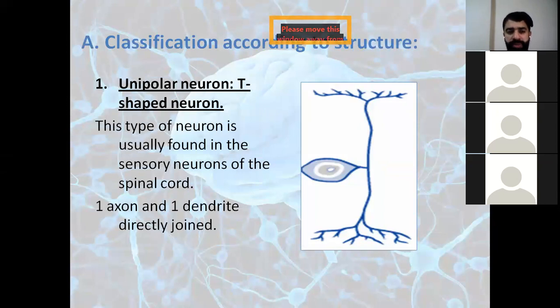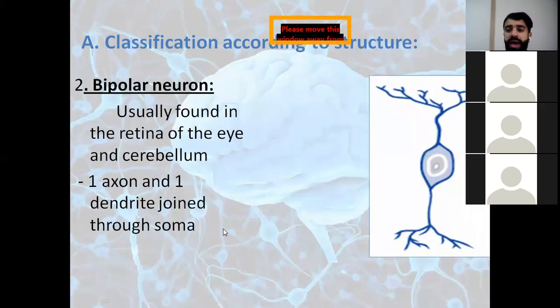They are T-shaped neurons. This type of neuron is found in the sensory neurons of the spinal cord. They have one axon and one dendrite, and they are joined directly. Here you don't have to study where they are found and so on. You have to know that unipolar is T-shaped, one axon, one dendrite, directly joined.